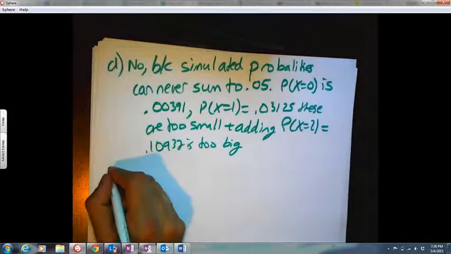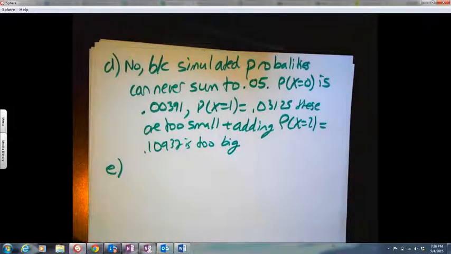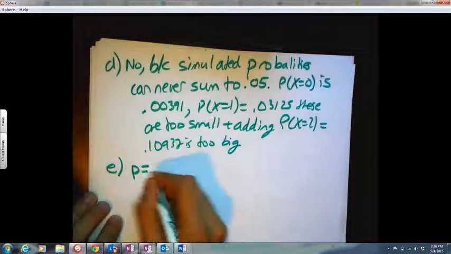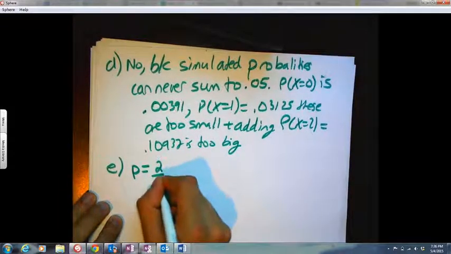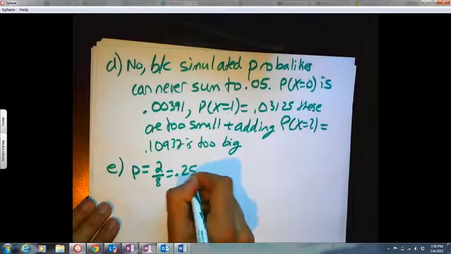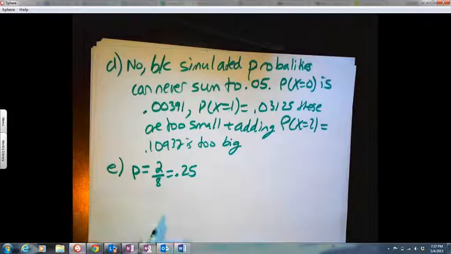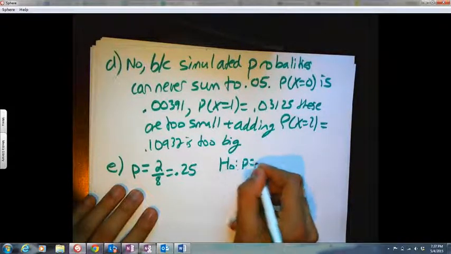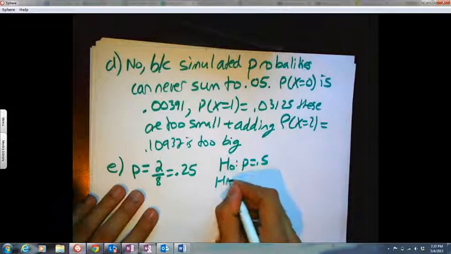Part E says the preference data for 8 customers are given below. Okay? So the p-value we get is 2 out of 8, right? That's the number who prefers citrus, which is equal to 0.25. And they say based on this, test the hypotheses in part A. So in part A, our hypothesis was p equals 0.5, and the alternative, p does not equal 0.5.